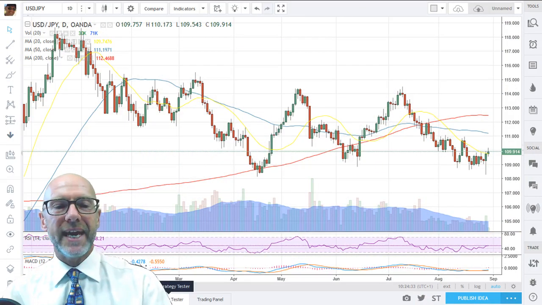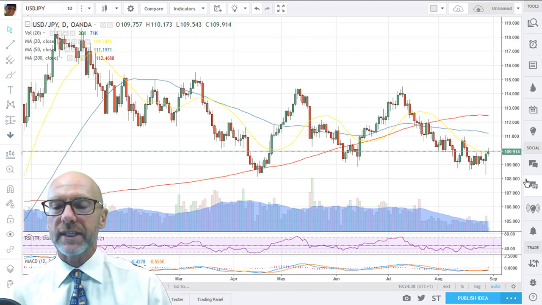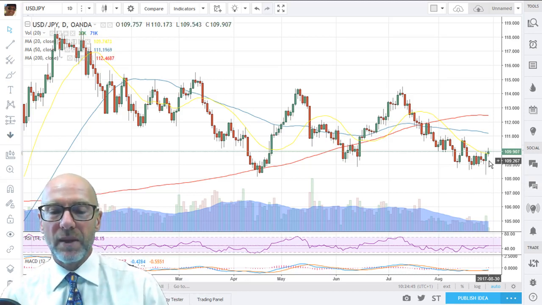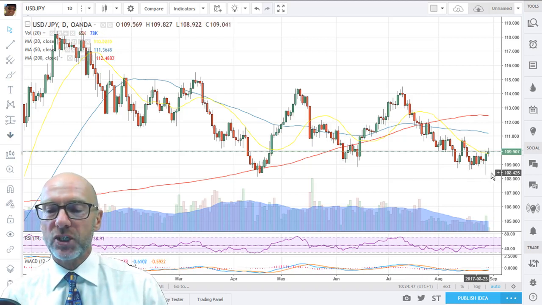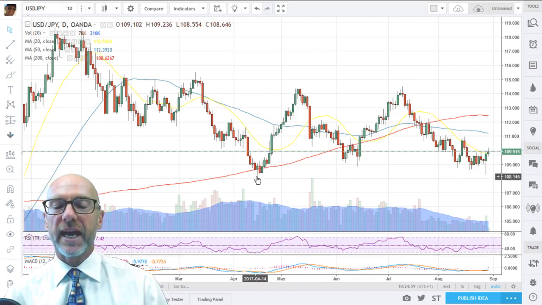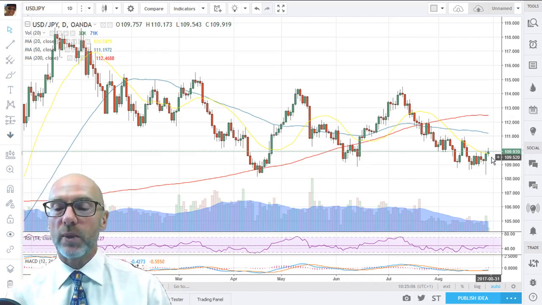Okay, so on the daily, as usual, each candle represents one day's trade. You can see that we bounced from the 109. There wasn't really anything special about that level. It actually was lower than the low that we had on the 14th of June, but not as low as the one that we had in April. But just a general support area, which is why we had the bounce.